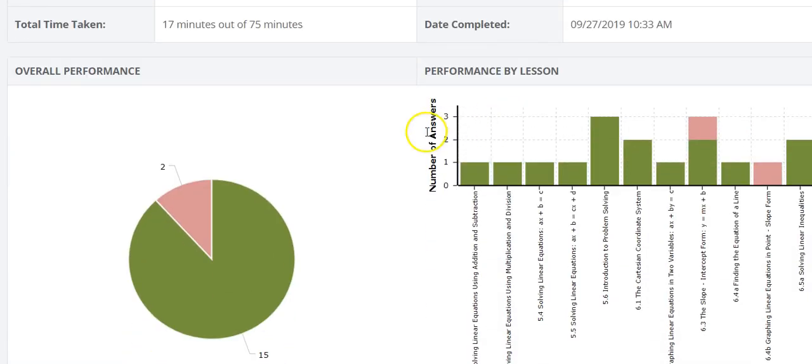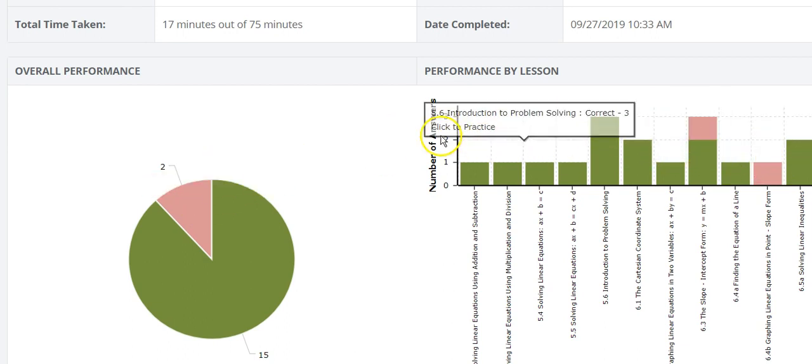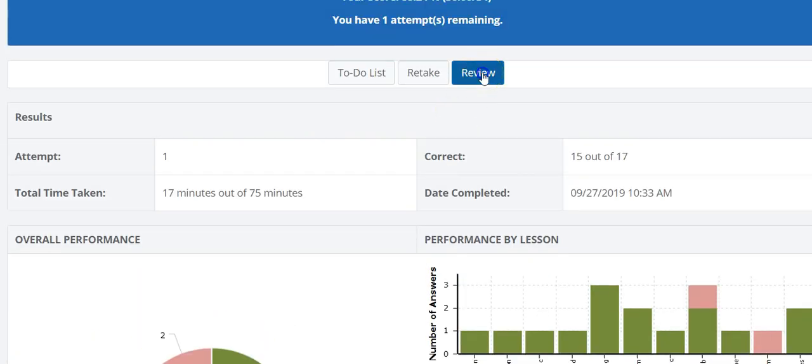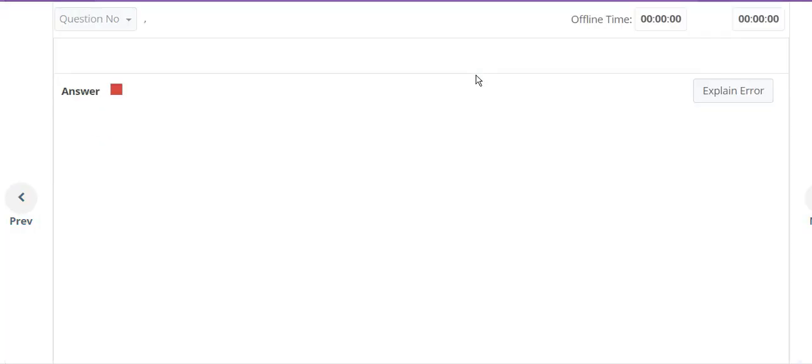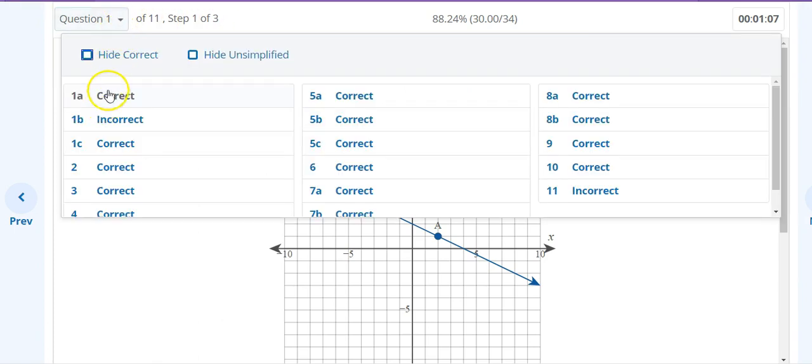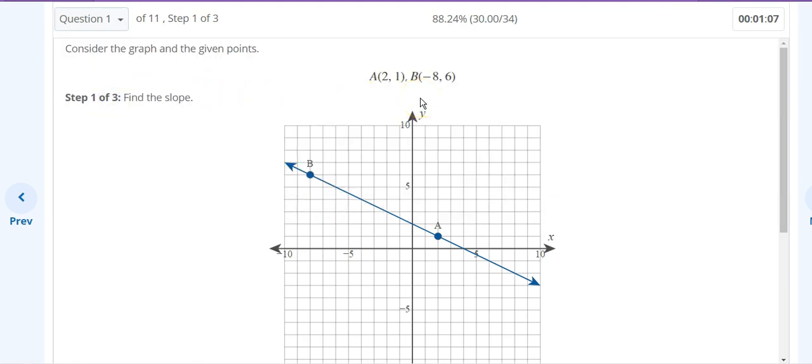So again, it says I have a couple of errors here, and it points out what errors I have. But I could also do a review of this. And I suggest you write these in your homework log, wherever you're keeping your homework here. Now I'm going to do all of the problems here for you. So I'm going to do the correct ones and the incorrect ones. And we'll see the ones that were incorrect.